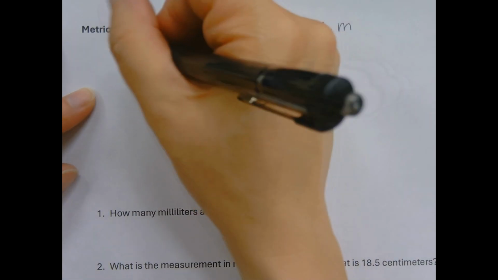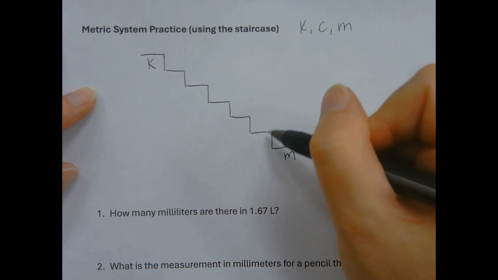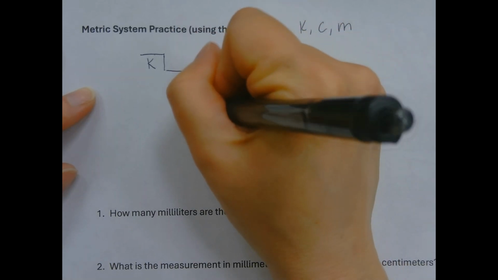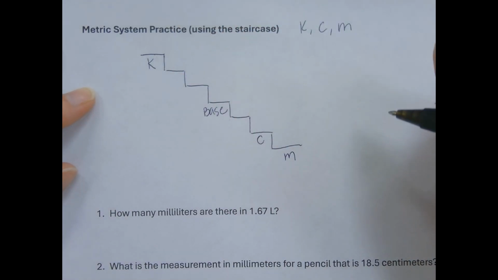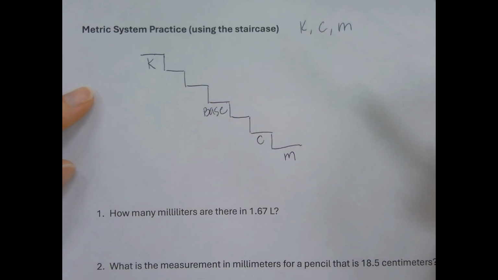Kilo is at the top. Milli is at the bottom. We jump up 1 to centi. And right in the very middle is our base unit. Our base unit is grams, liters, meters, pascals, whatever our base unit is. We're going to be looking at that in the very center. I'm going to be using different colors for questions 1 through 5 to represent jumping around on our staircase.